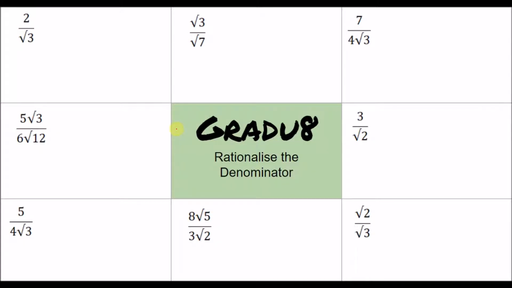Today in this Gradu8 video we're going to have a look at rationalising the denominator. So there are 8 questions around the grid. What I want you to do now is to pause the video, have a go at the 8 questions, and when you're ready unpause and we'll go through them. So pause the video now and have a go.